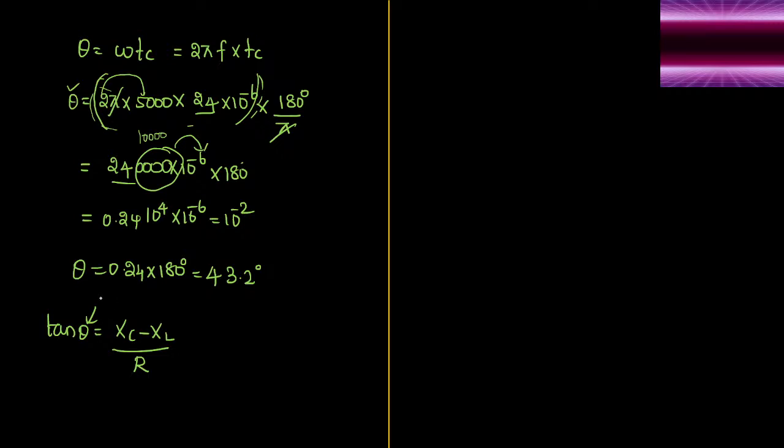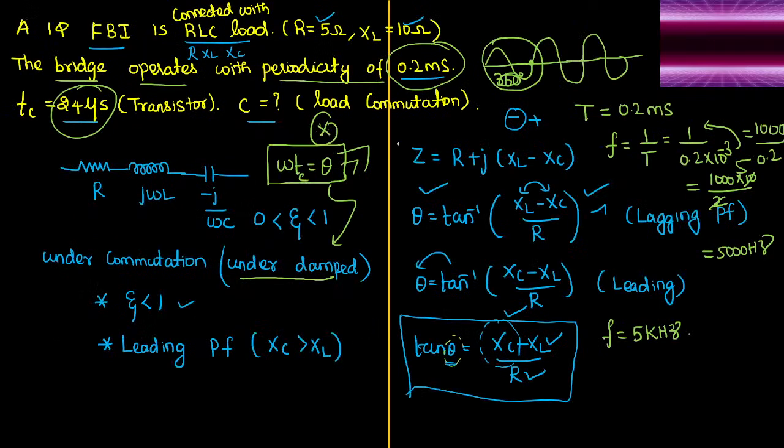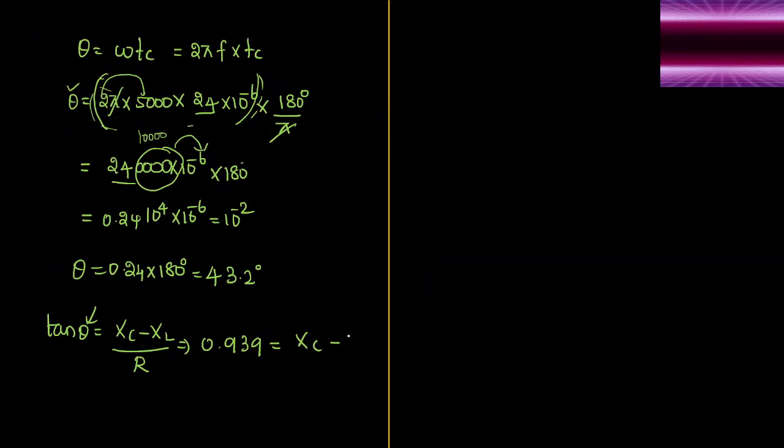If you take tan for this, here I am getting tan theta equal to 0.939 equal to XC, which is not known, minus how much XL? XL is 10, in the question they have given. See here, R equal to 5, XL equal to 10, divided by R equal to 5. That's all. If I reduce this expression, XC minus 10 equal to 5 times 0.939. Just we have to multiply it by 5.